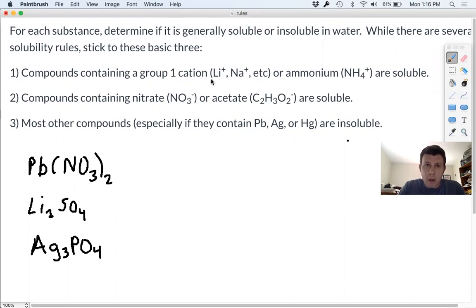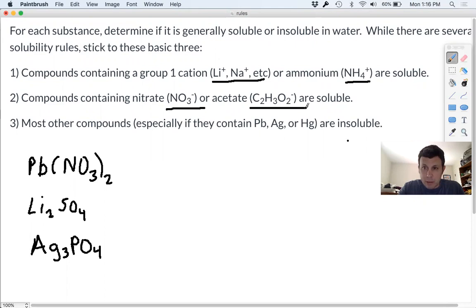So basically, if you have a compound and it contains anything from the first group or ammonium, it's soluble. Doesn't matter what else is there, if it has that, it's soluble. If it's a nitrate or an acetate, assume it's soluble. For the most part, everything else is insoluble.